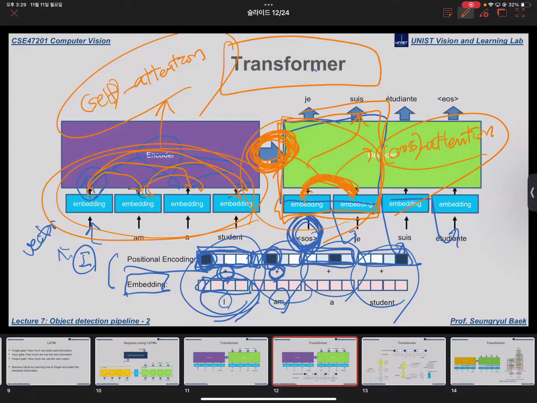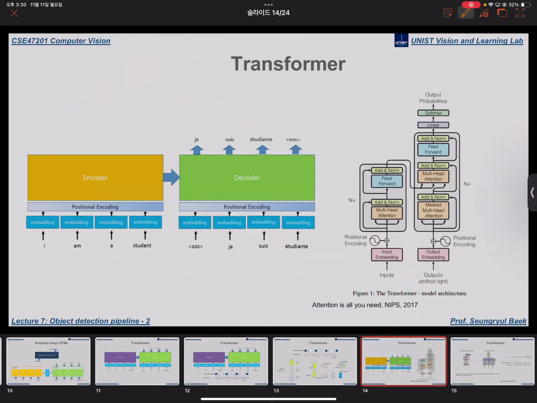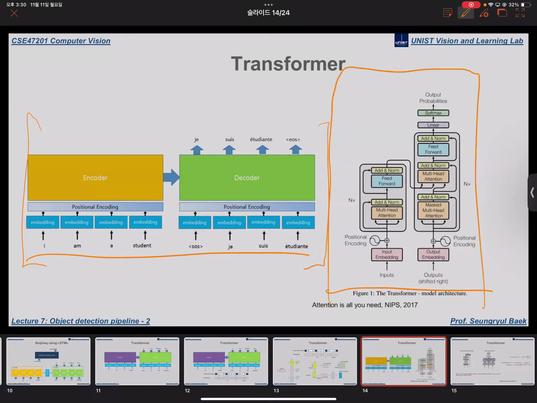So this is actually the transformer. When you understand this, you may understand the transformer. And this is the exact operation for the self-attention mechanism. I will maybe explain this later. But if you understand this figure properly, I just explained this, right? Then this is actually the same as this figure.